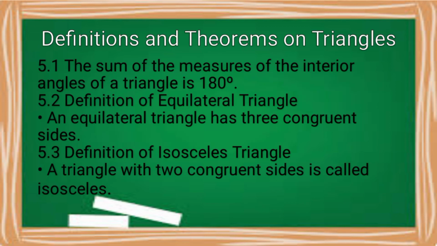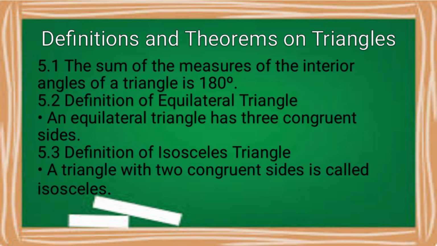Definition of theorems on angles: the sum of the measures of the interior angles of a triangle is 180 degrees. Definition of equilateral triangle: an equilateral triangle has three congruent sides. So it is from the word equal, the equilateral, equal sides and congruent sides.